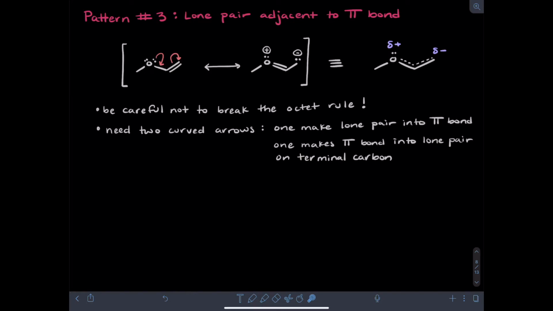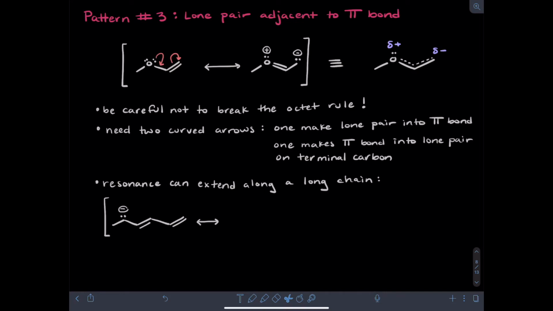For this pattern in particular, you have to be very careful not to break the octet rule. Common ways to break the octet rule would be bringing down the lone pair to form a pi bond without breaking the other pi bond, or accidentally bringing the pi bond to the middle carbon instead of the end one.